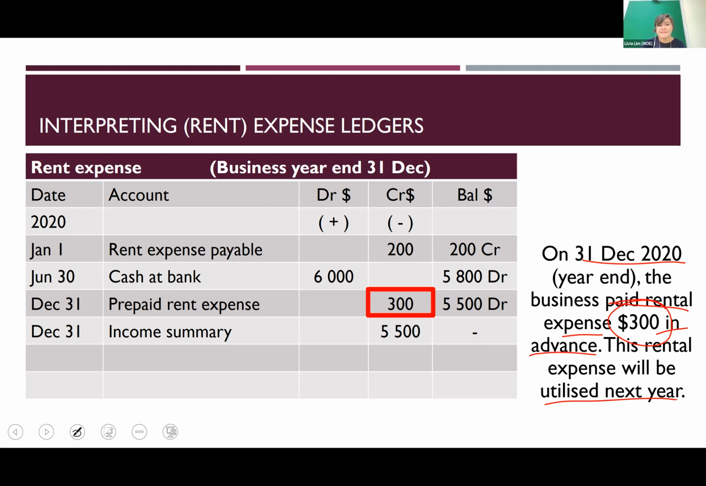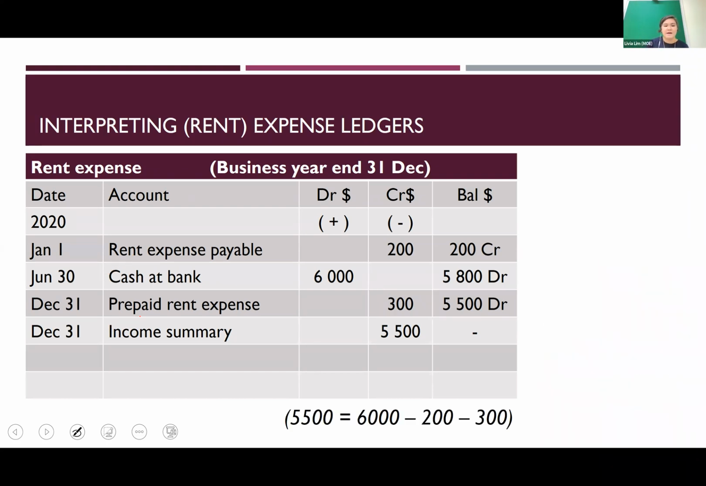Now, for an expense account, there will always be a cash at bank account, a payment account, and finally, there will also be an income summary account. So let's take a look at this income summary account and how we are going to interpret this. All right, so how did I get this income summary in the first place?